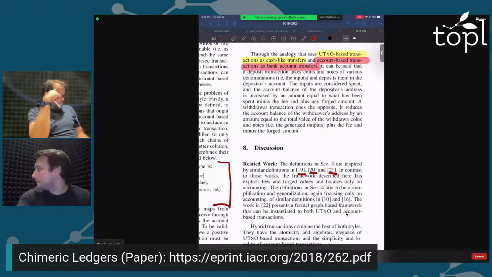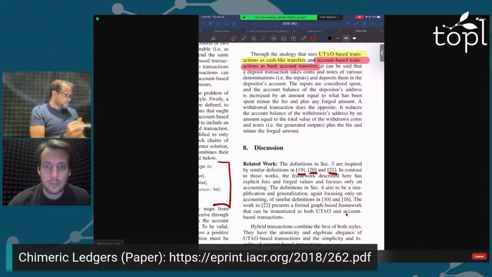I see. The definition in section 4 is a simplification and generalization, again focusing on accounting, of similar definitions in 10 and 16. Those are two more good ones. The work in 22 presents a formal graph-based... Oh, I like that. Even better. Man, why didn't I read this? Hybrid transactions combine the best of both. They have the autonomy and algebraic elegance of UTXO and the simplicity and locality of account-based transactions.